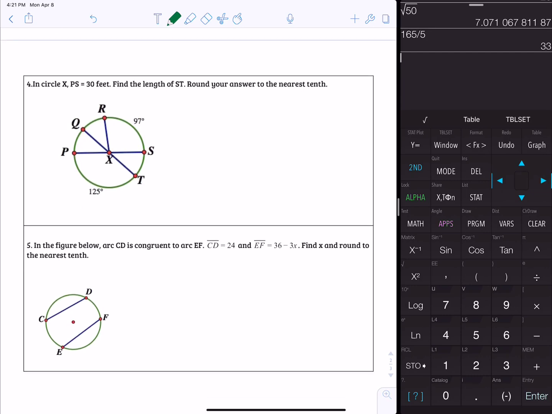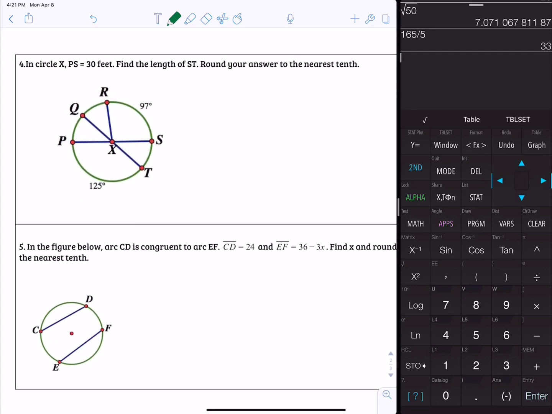In number 4, it says in circle X, PS is 30 feet. PS is the diameter. So if that whole thing is 30 feet, they want the length of arc ST. That's supposed to be an arc. So let's see. If we know arc PT is 125, so arc ST would have to be 180 minus 125, which would be 55.